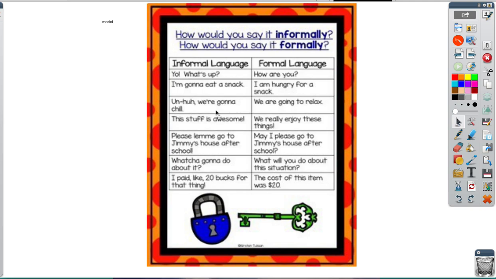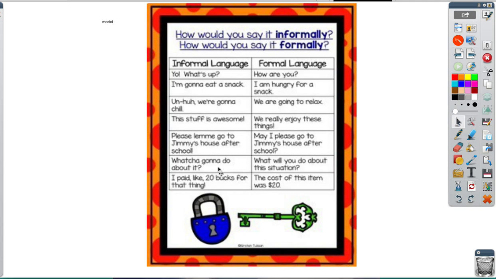Which one sounds more formal? Definitely we're going to relax. This stuff is awesome versus we really enjoy these things. One is a little more formal than the other. Please let me go to Jimmy's house after school is a lot different than, may I please go to Jimmy's house after school? Which one do you think your parents would say yes to? Probably the more formal language.